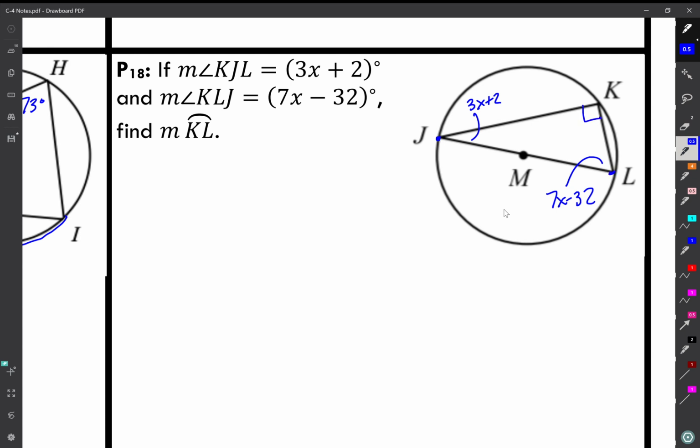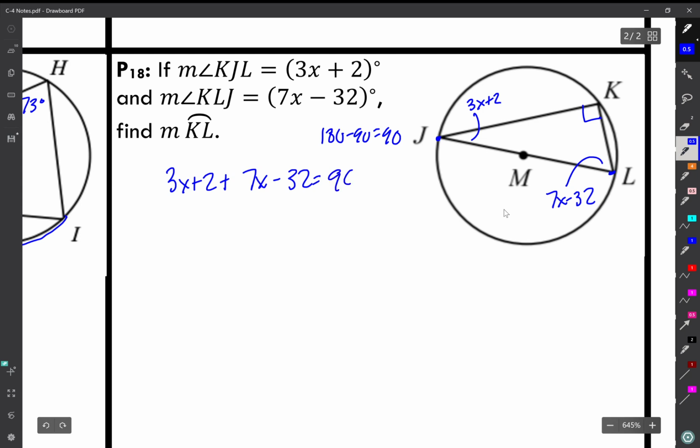So now I've got something for all three angles in my triangle here. I can add them up to 180. Or similarly, just add those two up to 90 because 180 minus 90 equals 90. So 3x plus 2 plus 7x minus 32 equals 90. So 10x minus 30 is equal to 90. 10x is equal to 120. So x is equal to 12.